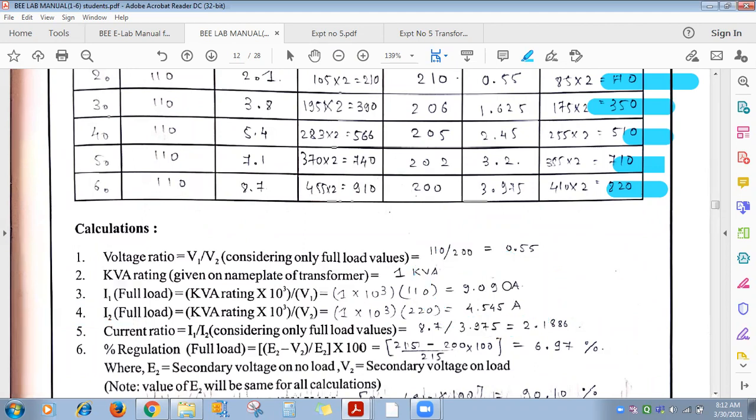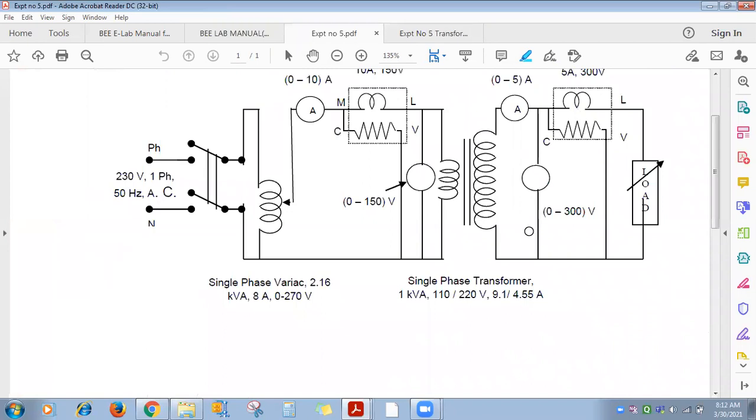Now this is about the transformer. This is the circuit diagram which we are using for this experiment. How much voltage do you have to apply on the primary? 110 volt. Which voltage is available everywhere? 220 to 230. Correct, 220 volt single phase 50 hertz is available everywhere. Then how can you apply 110 volt? You can use an auto transformer.